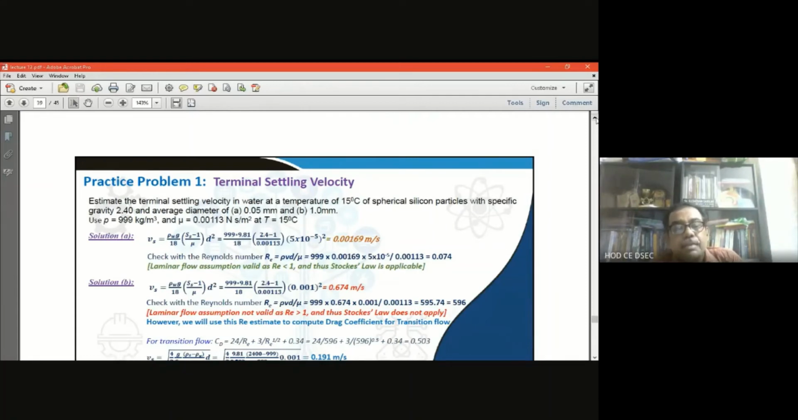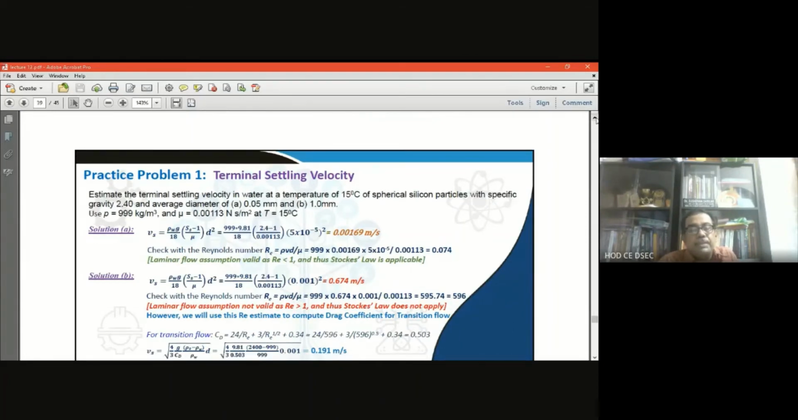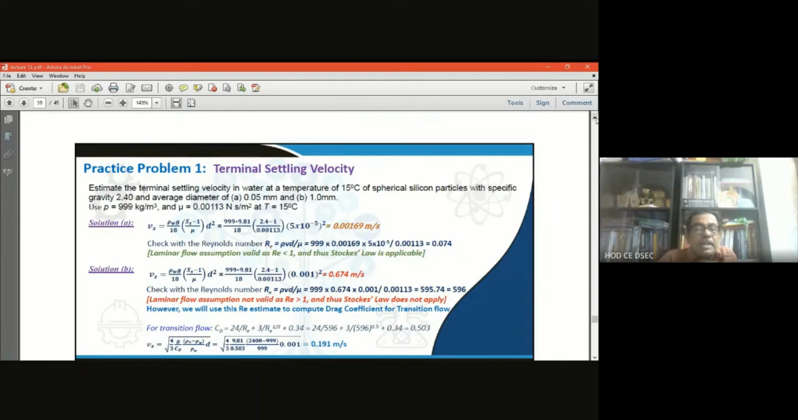Second solution. Let us see when the particle diameter is 1 millimeter. So instead of 0.05 into 10 to the minus 5, here we have changed to 0.001 whole square, and it is found 0.674 meter per second. Now you check for the Reynolds number.